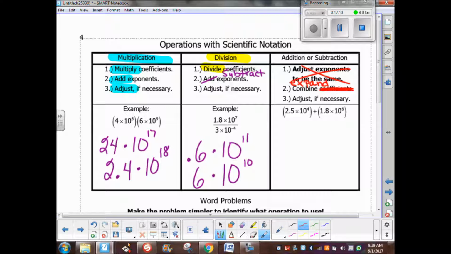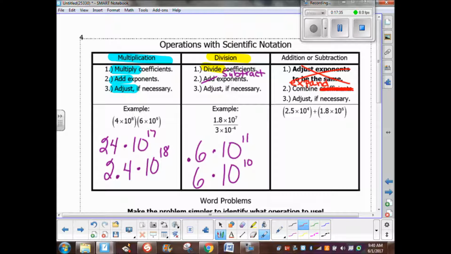So who can tell me which one is bigger here? 2.5 times 10 to the 4th or 1.8 times 10 to the 6th? Which one is bigger? 1.8 times 10 to the 6th. And why? Smaller decimal means it's bigger. No. What do we have to look at to determine which one is bigger? We've got to look at the exponents. So this one is the bigger one.